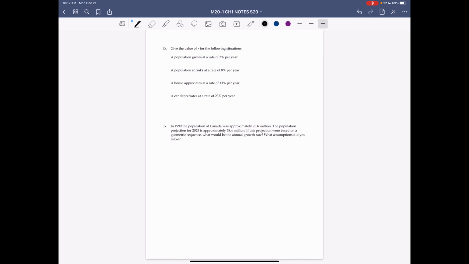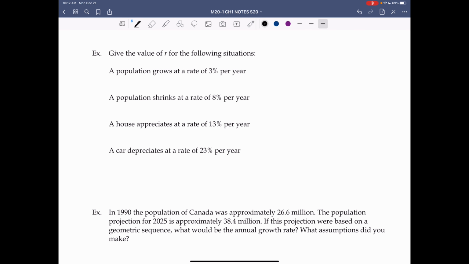Give the value of r for the following situations. A. A population grows at a rate of 3% per year. If something is growing, the R value would have to be greater than 1. 3%, if we have a percent, we want to change it to a decimal. That would be 0.03, but that is less than 1. That would mean a decrease in population, not an increase. So if it's growing, we have to add 1 plus that percent. So we get R equals 1.03.